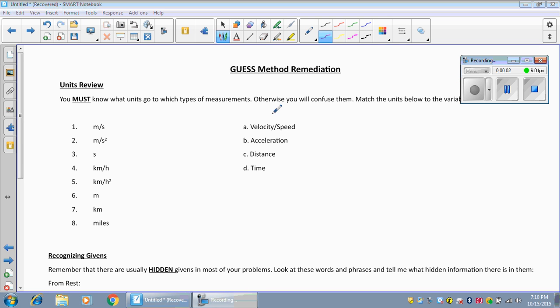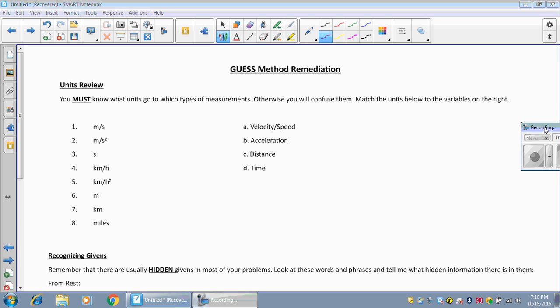Okay, so today we worked on kinematics word problems. We're going to review the GUESS method real quick. You should have a worksheet that looks like this. This is assignment 33 and 34. So we're working on the left side of it.